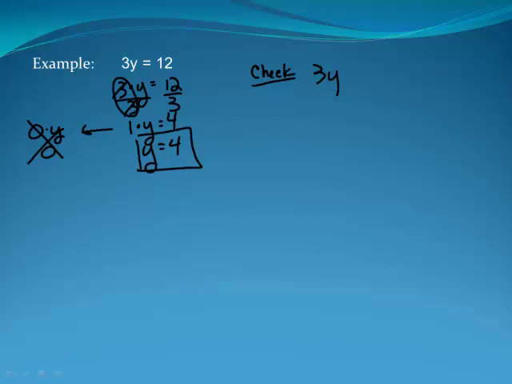So the original problem was 3y equals 12. We're going to take that 4 and put it in for the y. So now our problem is 3 times 4, and since this is a check, the question is, is that equal to 12? 3 times 4 is 12. 12 is indeed equal to 12. Looks good, checks out.